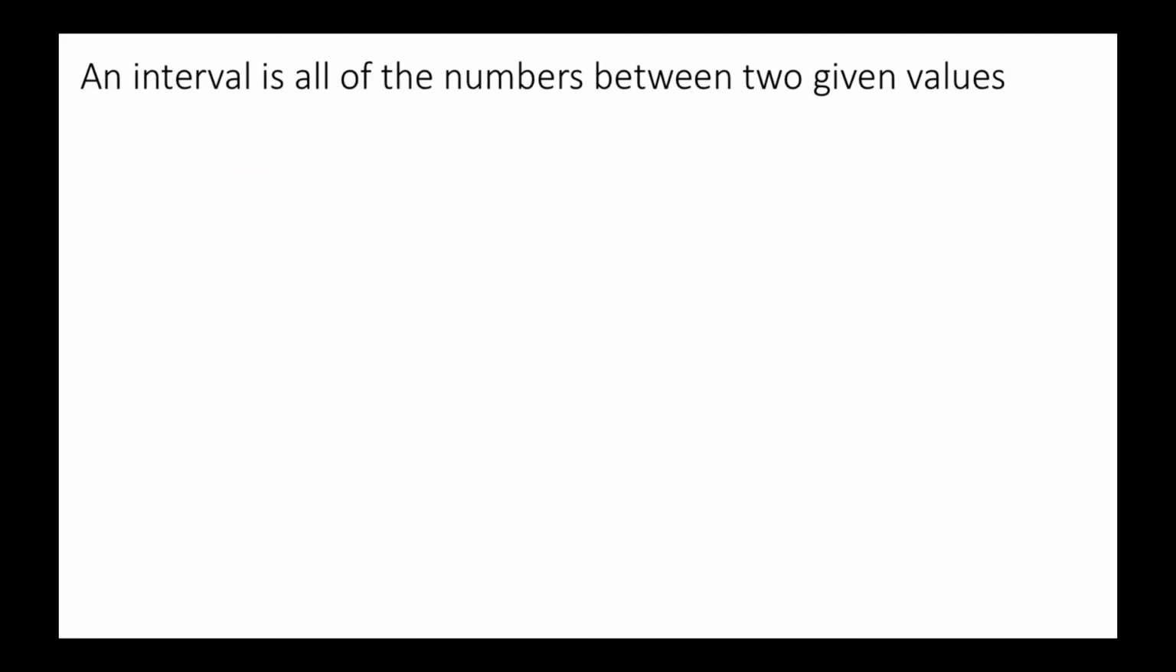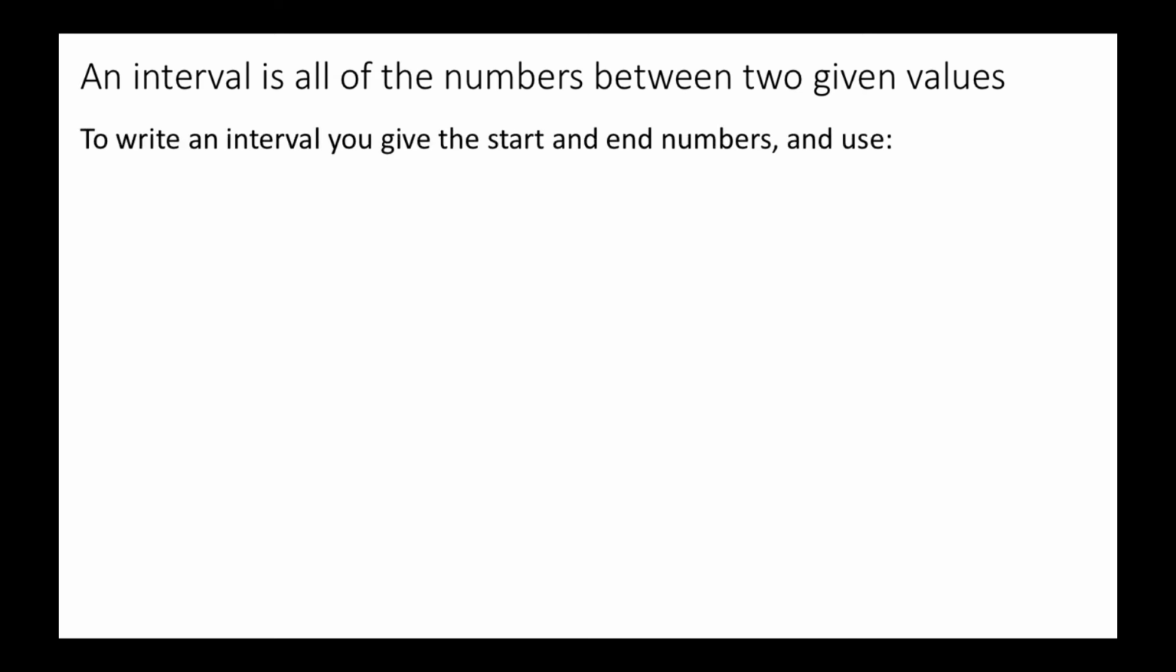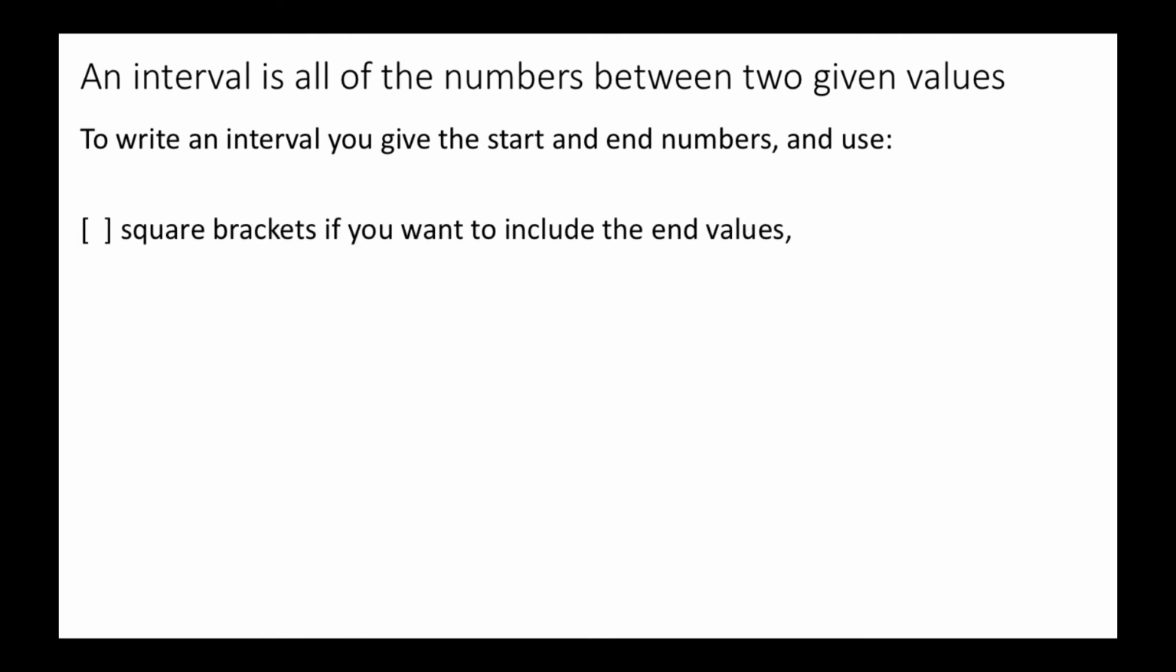So an interval is all of the numbers between two given values. For example, to write an interval, you give the start and end numbers, which is what we've just been doing. A square bracket is if you want to include the end values, and round brackets if you don't. Which basically means square brackets if you want it to be equal to as well as greater than or less than, and round brackets if you don't want that, so it's just less than or greater than.